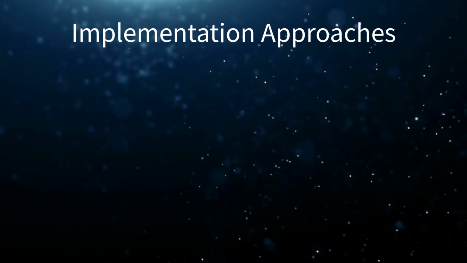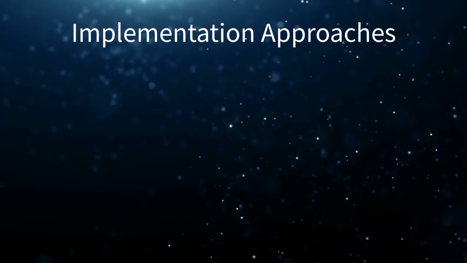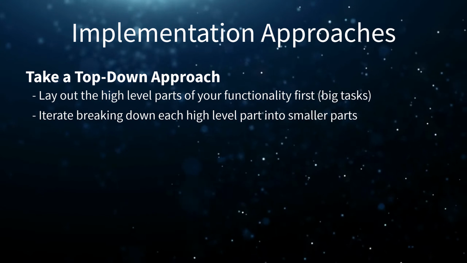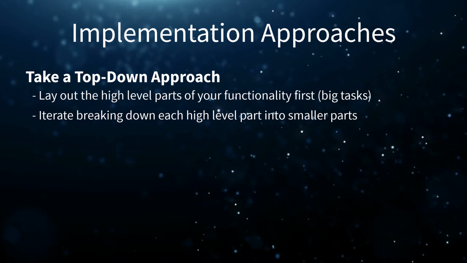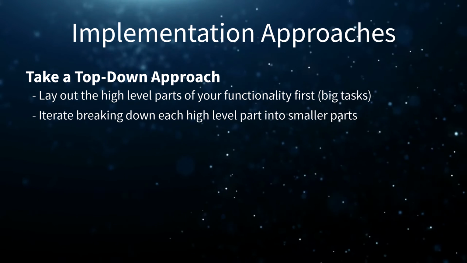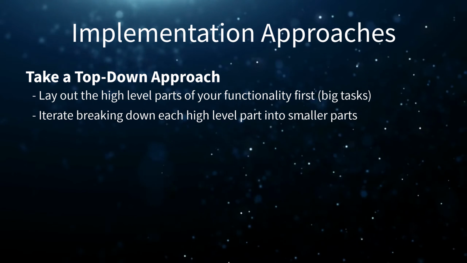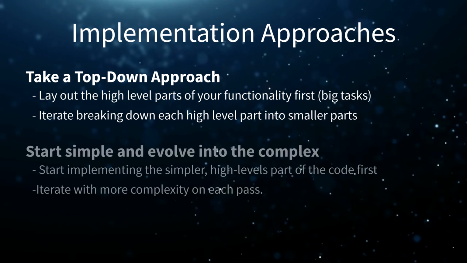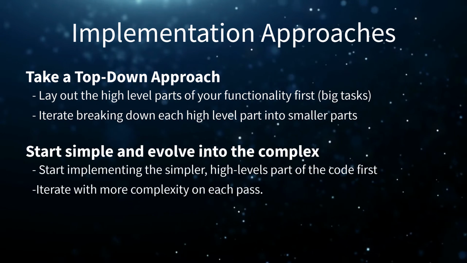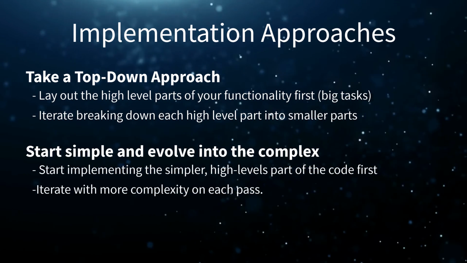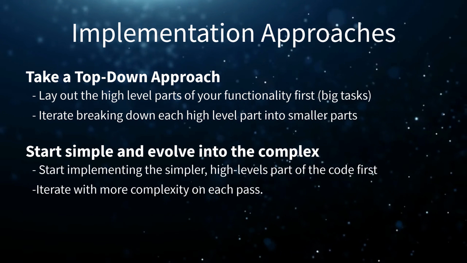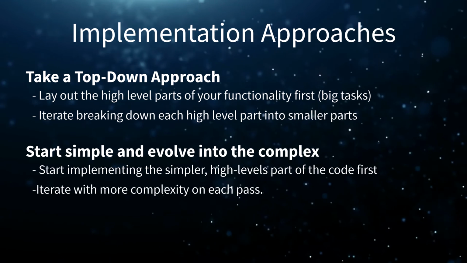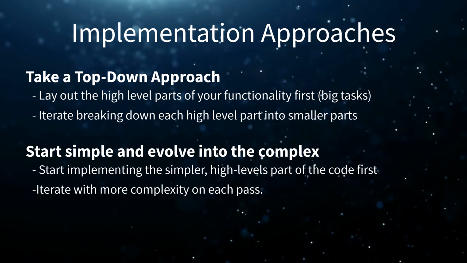Then, when we are implementing our code, we can follow two approaches. One, we can take a top-down approach, which means that we lay out the high-level parts of our functionality first, and then we iterate by breaking down each high-level part into smaller parts. We also want to start simple and evolve into the complex. So start implementing the simpler high-level parts of your code first, and iterate with more and more complexity on each pass.